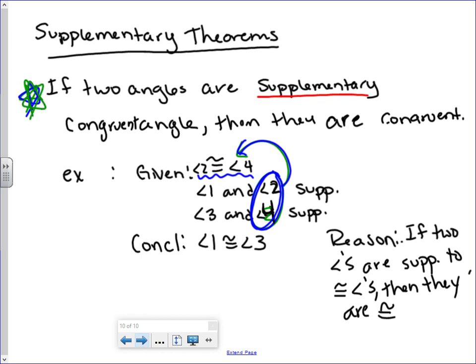The last sentence on your note says both theorems can be used for, and it has a blank. That blank, you need to fill in with the word complementary. So both these theorems you can use even if the angles are complementary. You just replace this part here with complementary when you want to use it.